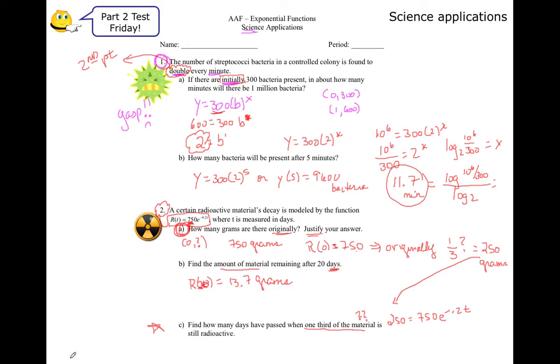Now check out what happens though when you do this, and this is a check for yourself. You can tell that you've done it right. Look what happens when you divide the 250 by 750, right? You have to divide both sides by 750. Guess what you get? That's right, 1/3.